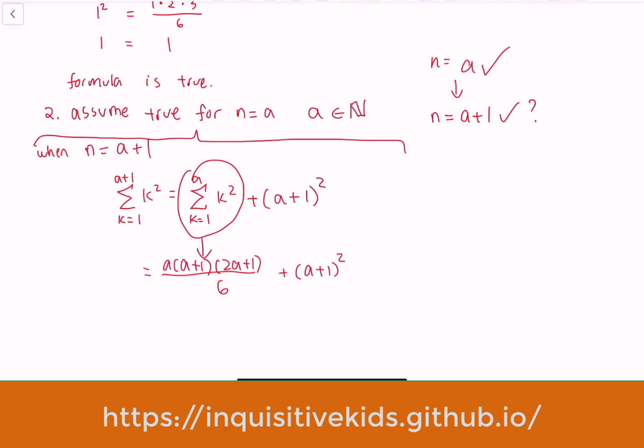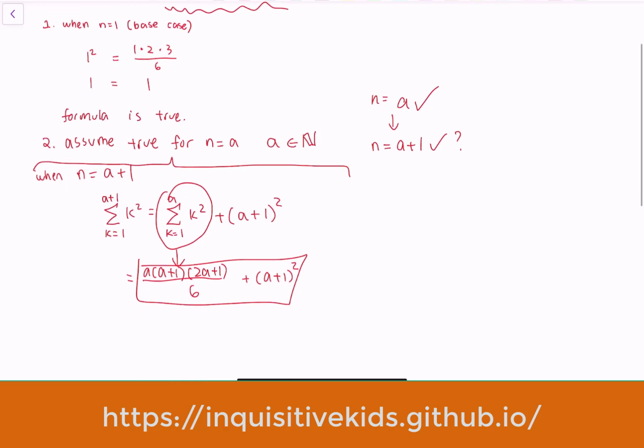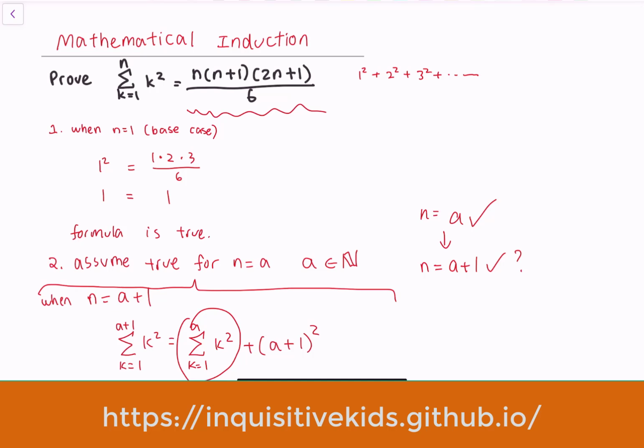Now we're going to take what we have here, this equation, and try to put it into the format of something times something plus 1 times double that something plus 1 over 6. So our end goal should look something like this. n is equal to a plus 1, so we should have a plus 1 times a plus 2 times 2a plus 3 over 6. That should be our end goal.